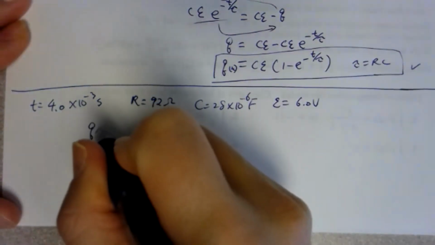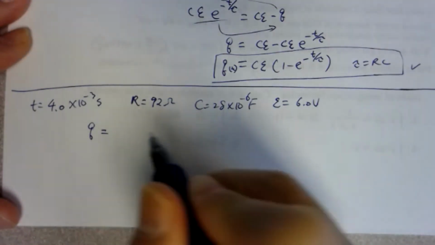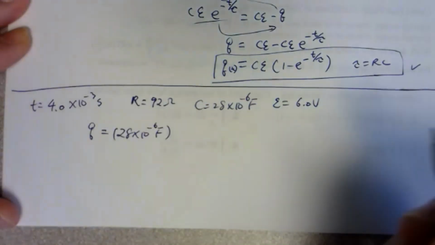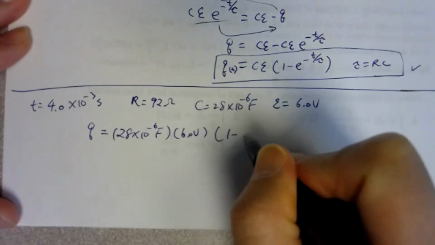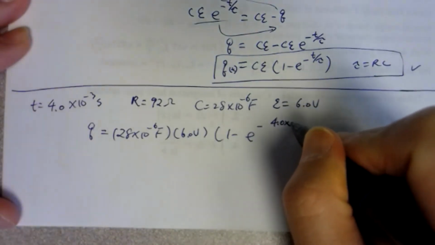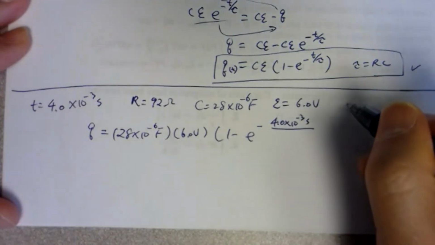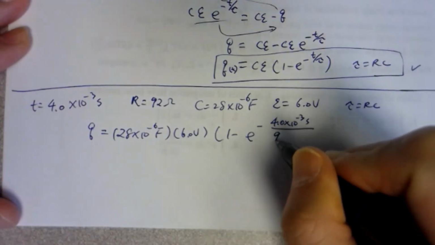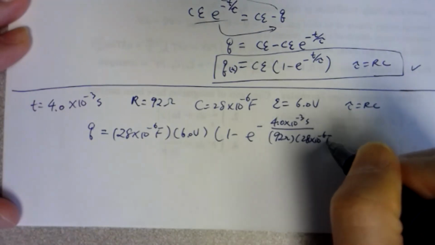So Q then equals C times, C is 28 times 10 to the minus 6, epsilon 6.0 V, times 1 minus exponential of minus t, which is 4.0 times 10 to the minus 3 seconds, over tau, which is R times C. So tau is R times C, 92 ohms times 28 times 10 to the minus 6 farad.